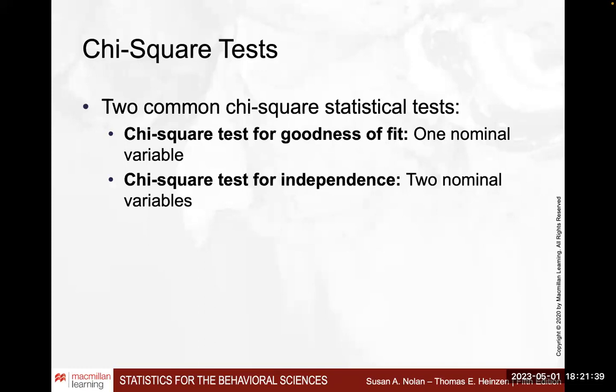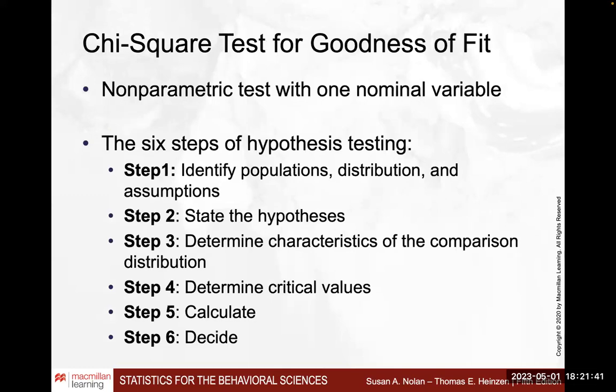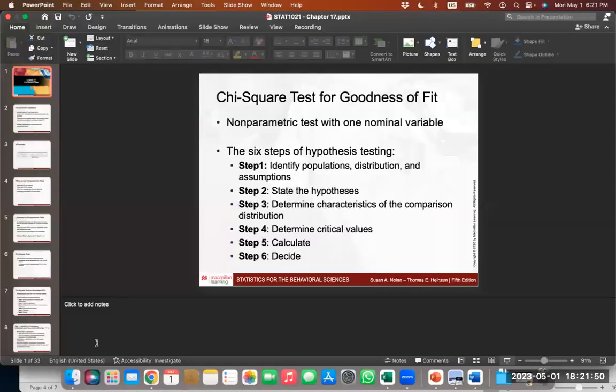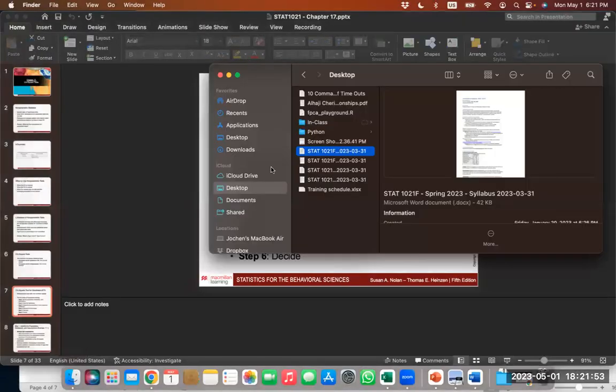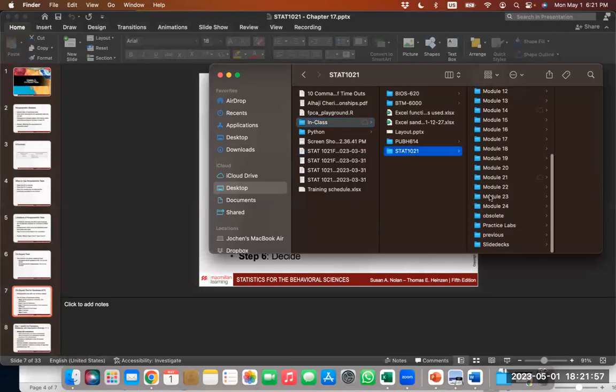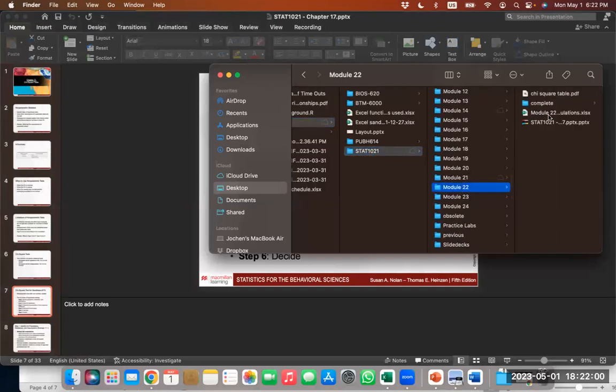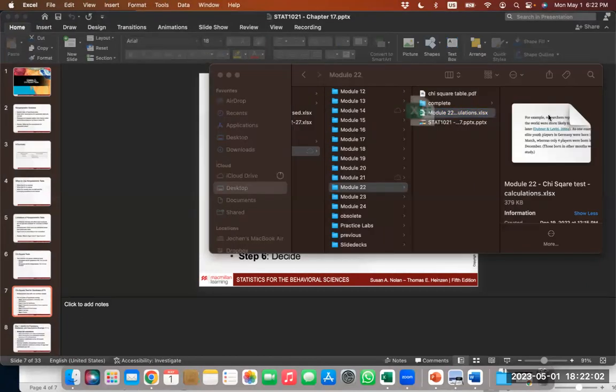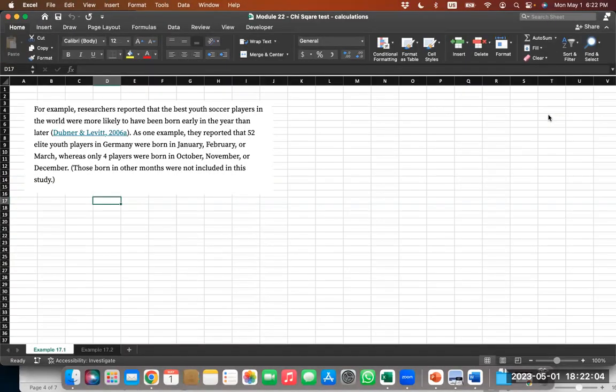So there are 2 examples today. Both are basically testing chi-square. The goodness of fit is rather a quick one. You have an Excel spreadsheet on your Canvas that will allow you to follow along or to play around at home. It's labeled module 22 calculations. The first example is a little bit more esoteric research that was conducted on elite youth players in Germany.